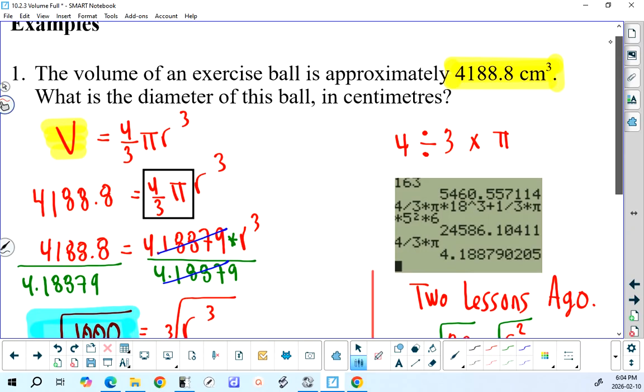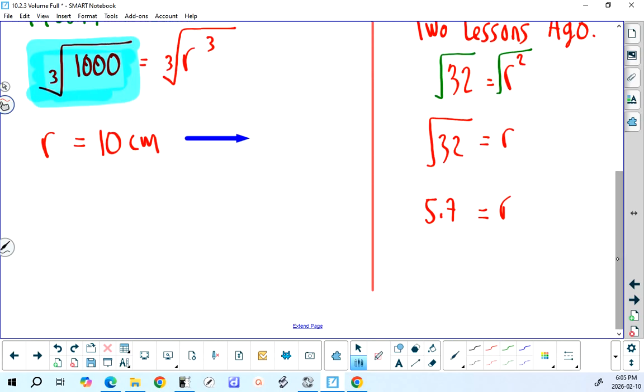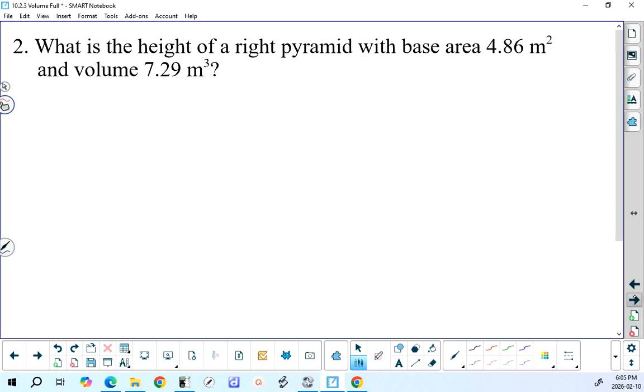That's a shame for a student to get questions wrong on an exam because they forgot to double check what they were asked. The diameter is 20 centimeters, twice the radius. So that's example 1. Example 2, what is the height of a right pyramid with a base area of 4.86 square meters and a volume of 7.29 cubic meters?